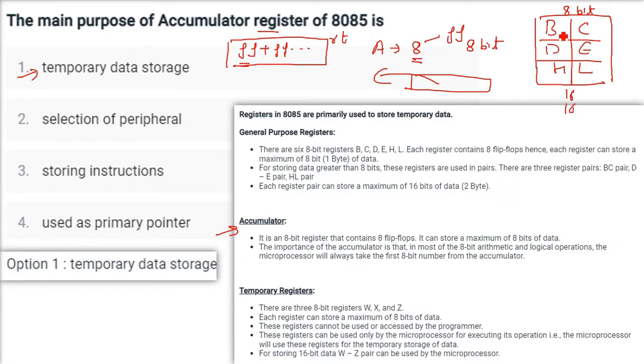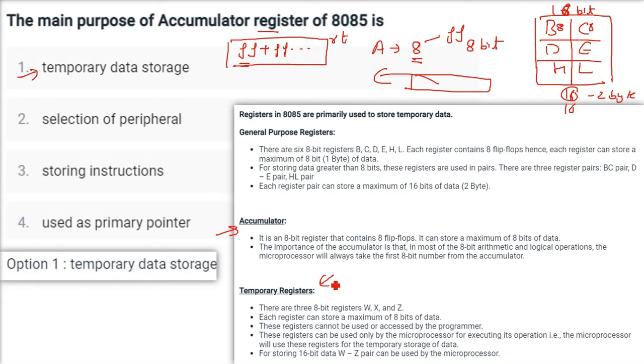And for storing data greater than 8 bits, these registers are used in pairs. So B, C, D, E, H, L, like this. B is 8-bit, C is also 8-bit, they combine, and then 16 bits are used. So each register pair can store a maximum of 16 bits of data, that is 2 bytes of data, right? These are general purpose registers.